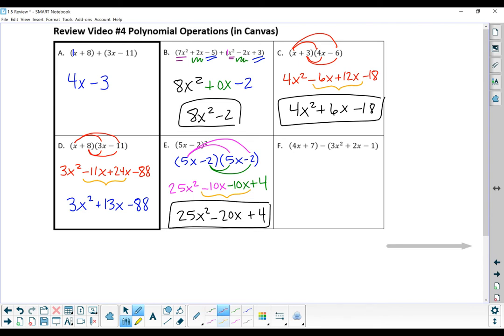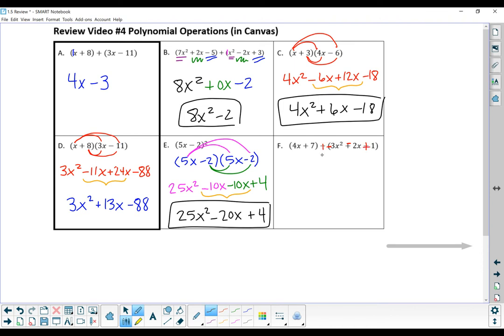All right, the last problem, F right here, is a subtraction problem. Subtraction works the same as addition. We just need to make sure we apply that subtraction to each of the terms. So it's not just a negative 3x squared. It's also going to be a negative 2x when we apply that subtraction. And when we subtract a negative 1, that becomes adding on the end.